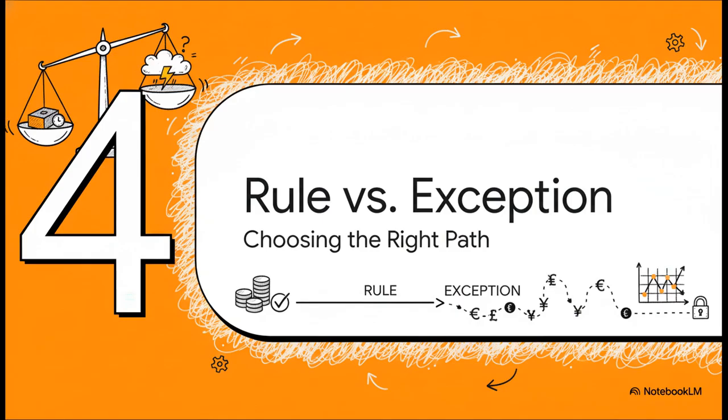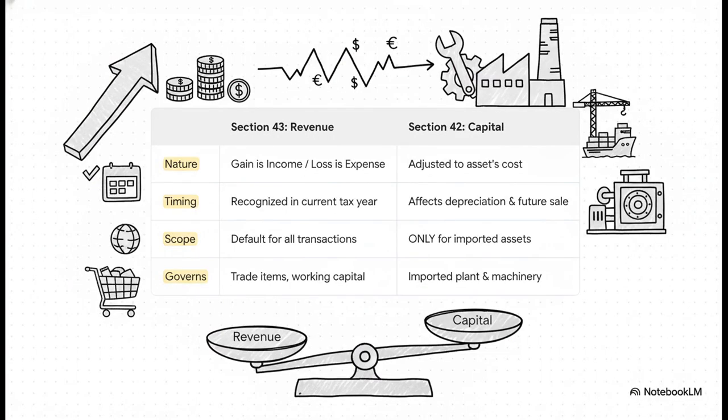Okay. So we have the rule and we have the exception. Let's put them side by side so we can really see the difference and figure out which path to take. This chart really lays it all out. Here's a simple way to think about it. Section 43 is all about the now. It's a revenue treatment, hitting your income statement for the current year. Think about payments for imported raw materials or services.